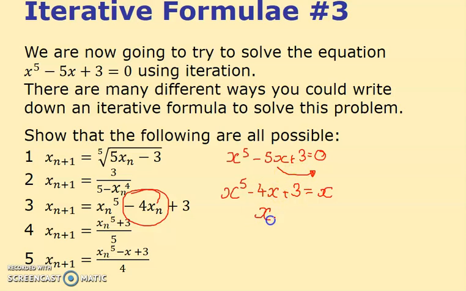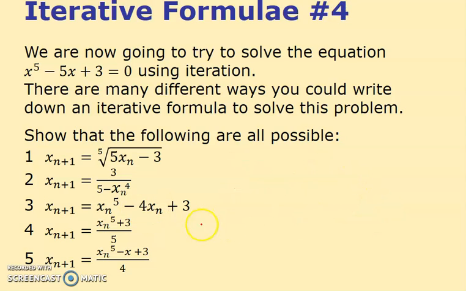So my final answer is x_(n+1) equals x_n to the 5 minus 4x_n plus 3. So that's a slightly bizarre trick, but there you go. That's what they wanted. What's the next one want?